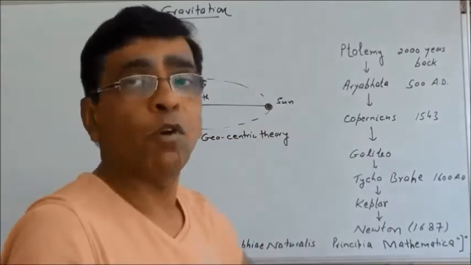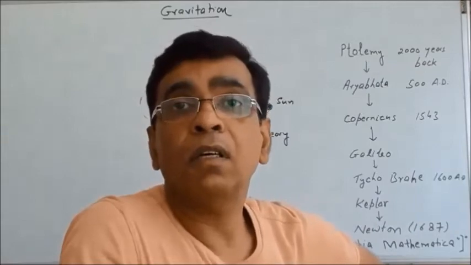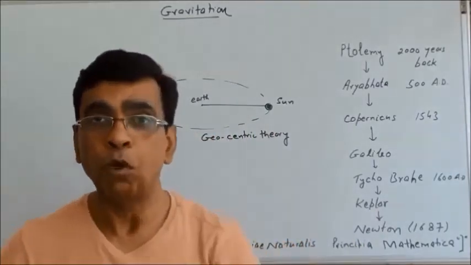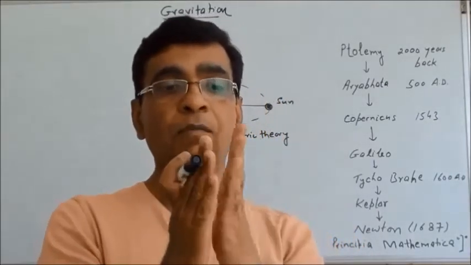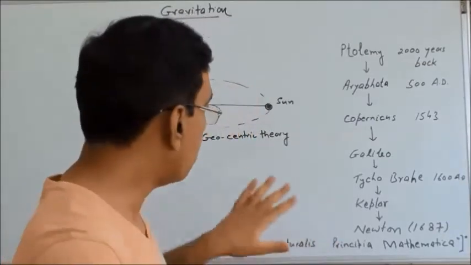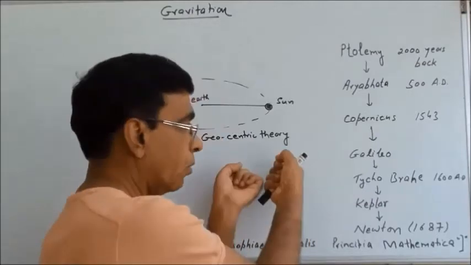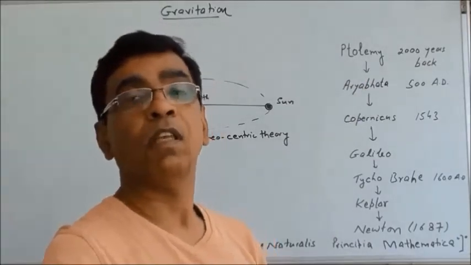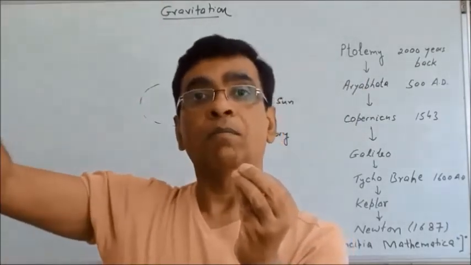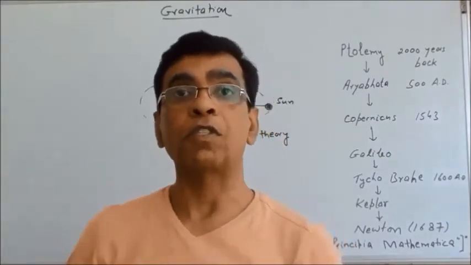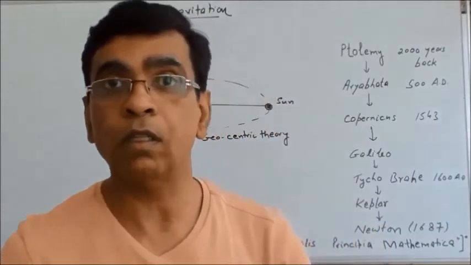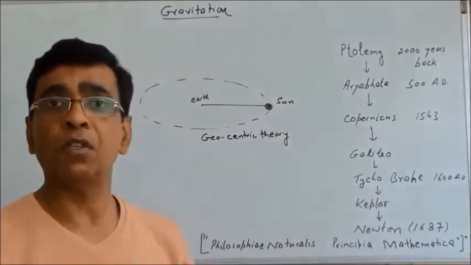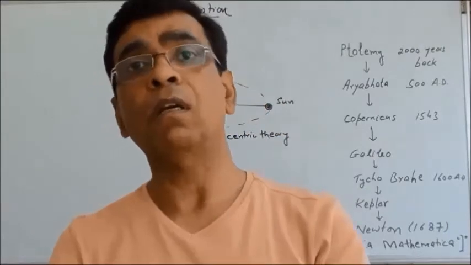Another important thing about this pull is that it is a non-contact force. We have seen so far that whenever we push or pull an object, most of the time the objects are in contact. I push this wall by touching it, or I pull it again by touching it. This is a force which is acting from a distance. There is nothing in between them. It is not a contact force, so we call it a non-contact force. The pull of Earth on the Sun is a non-contact force. So the geocentric theory was the earliest theory to explain the motion of the Sun around the Earth.